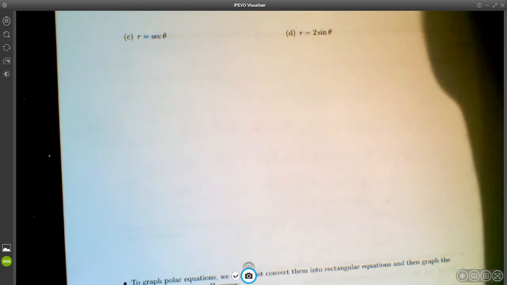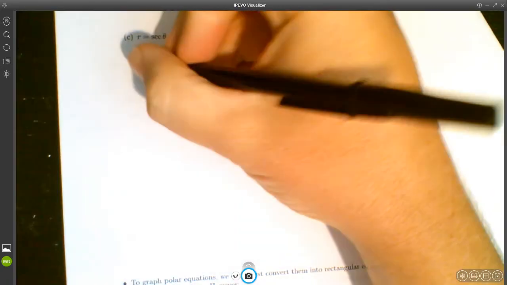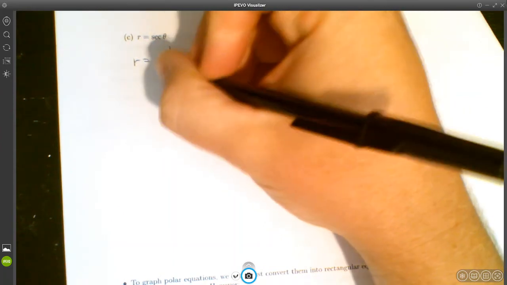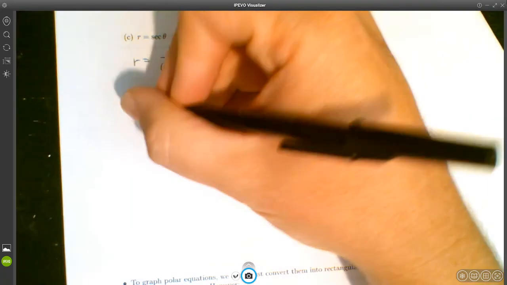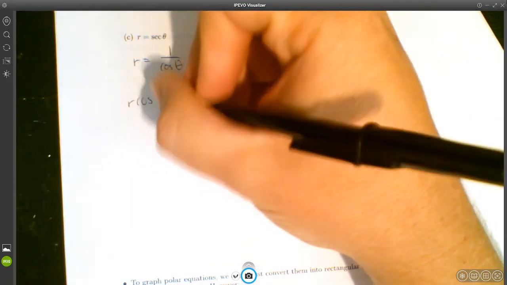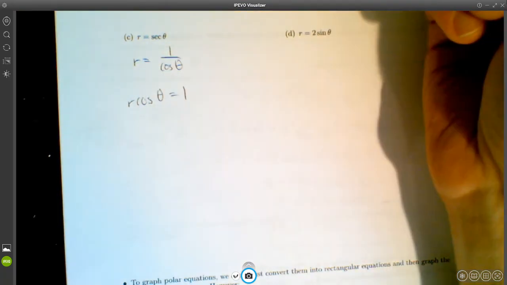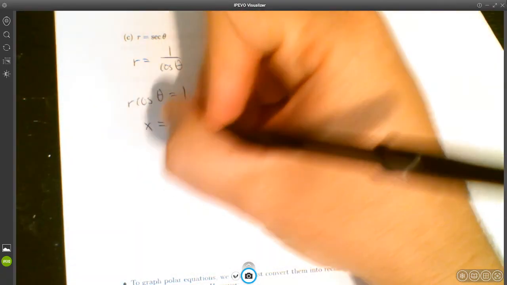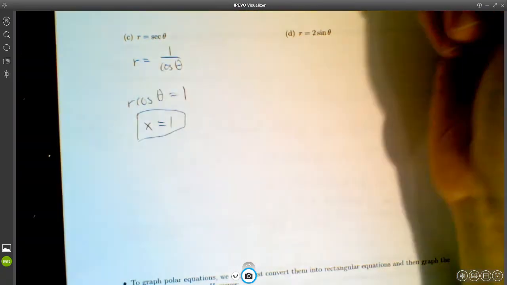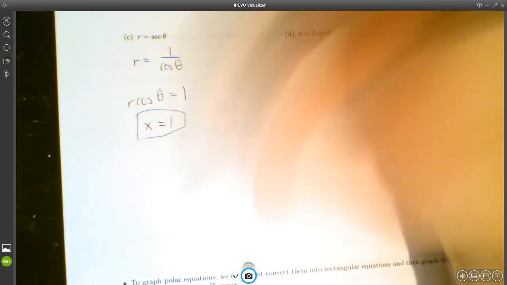R equals secant theta. Well, secant theta is 1 over cosine theta. I can multiply through by cosine theta to get r cosine theta equals 1. And then look at that, right? R cosine theta is just x, right? So I get x equals 1. And there's my rectangular equation. That's just a vertical line.